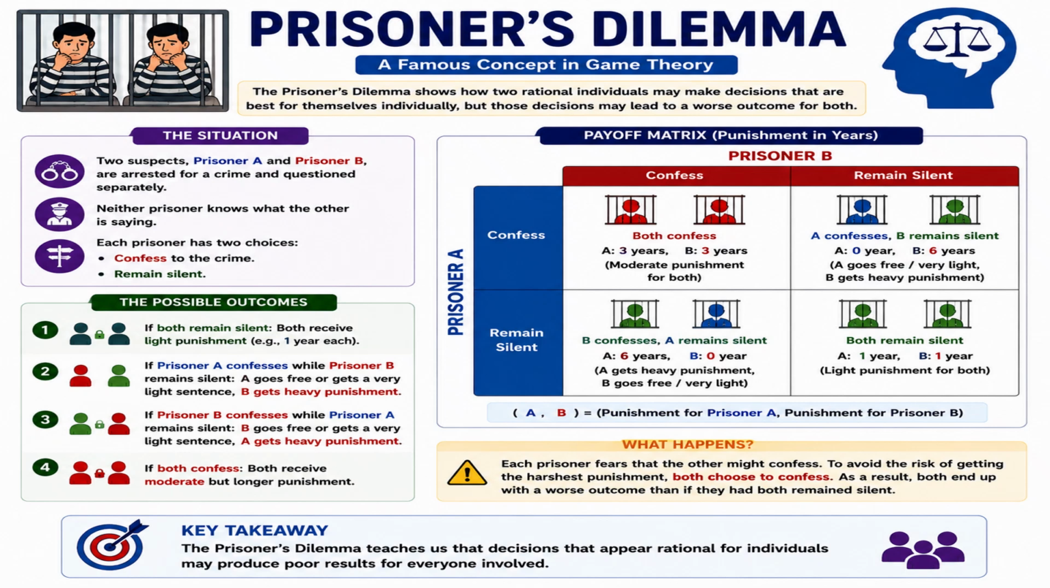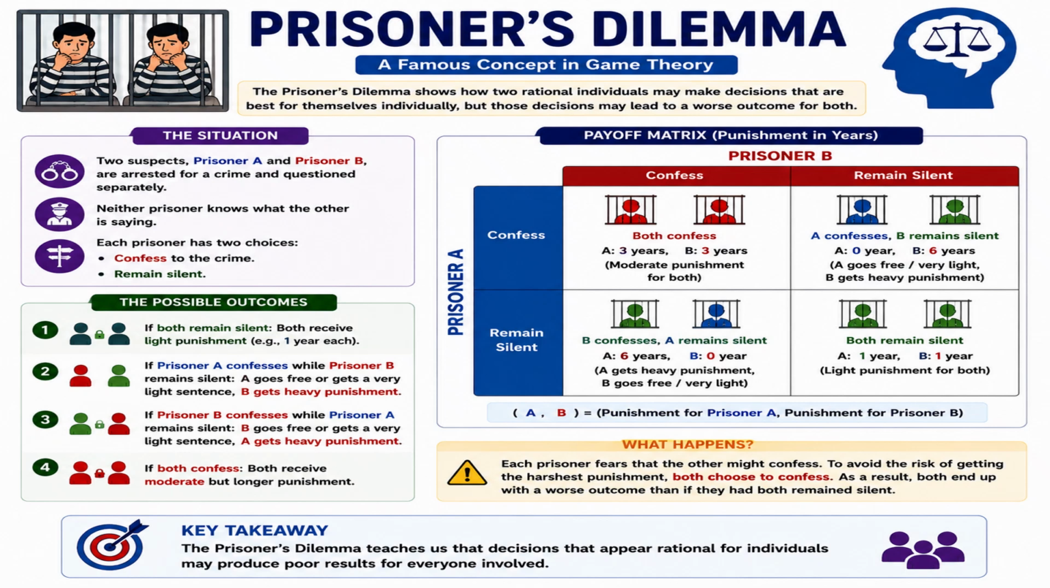Since neither prisoner knows what the other will do, each fears that the other might confess. To avoid the risk of receiving the harshest punishment, both prisoners choose to confess. As a result, both end up with a worse outcome than if they had both remained silent. This situation is called the prisoner's dilemma.